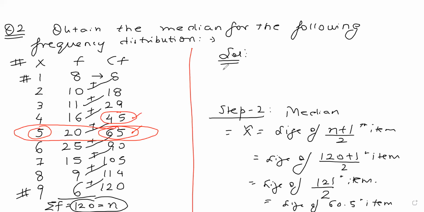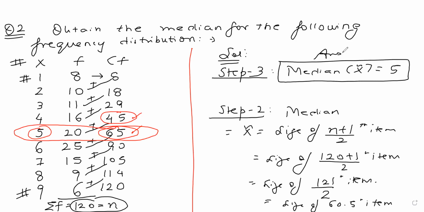So step 3 is the final answer. Median, which is x tilde, is equal to 5. That is my answer. So in case of a discrete frequency distribution, all you have to do is find cumulative frequencies, apply the formula, check where it's appearing in the cumulative frequency, always choose the latter one. The value of x corresponding to that cumulative frequency is the median. The median is 5.